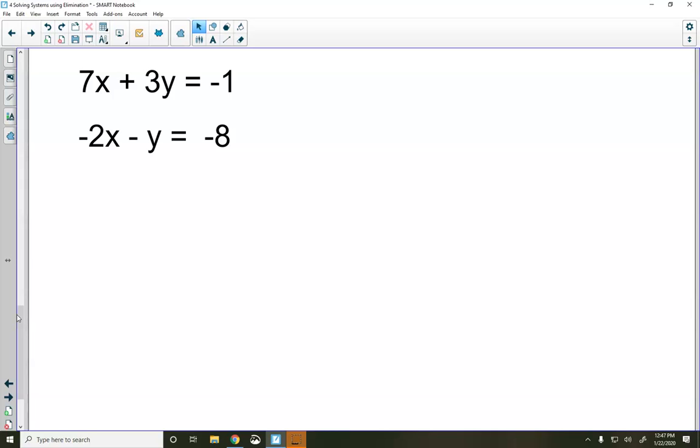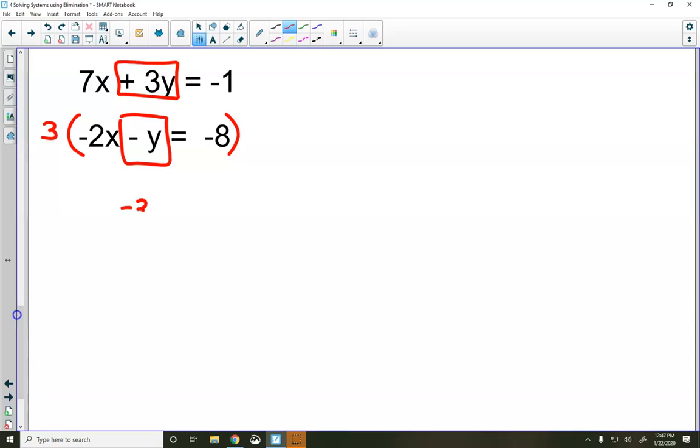I'm not going to multiply 2 to get 7 or 7 to get 2. I'm not going to get 3 to be negative 1, but I can multiply negative 1 to be negative 3. I'm going to multiply this bottom equation by 3. The top equation has positive 3y. I can get this negative y to be a negative 3y by multiplying by positive 3.